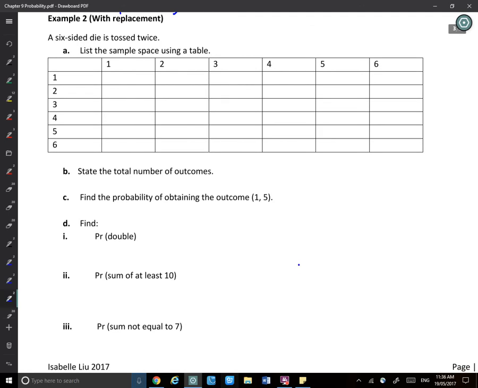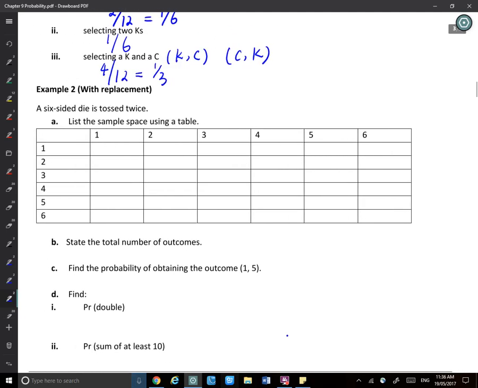The next one doesn't say with replacement or without replacement. It just says a 6-sided die is tossed twice. It doesn't really say in the main question. Like the hint I give you here, that's the type of with replacement, and that's the type of without replacement. But when you actually get the question, it only says a 6-sided die is tossed twice.